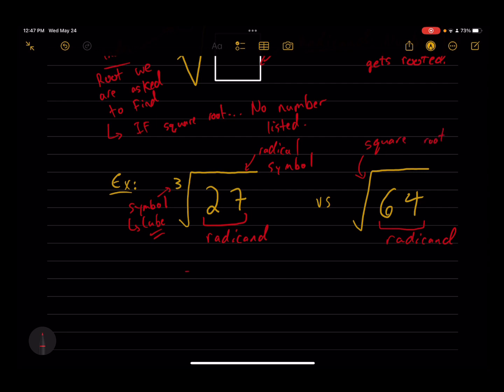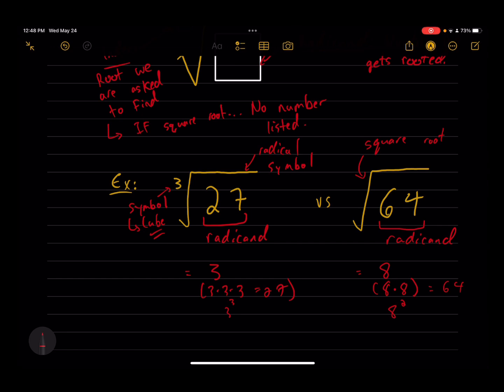And so if I were to actually assess each one, well, the cube root of 27 is 3. And that just means that 3 times 3 times 3 is going to equal 27. And the square root of 64 is 8. And that's because 8 times 8, or 8 squared, if I were to rewrite these in exponential form, 8 squared, that would equal 64.